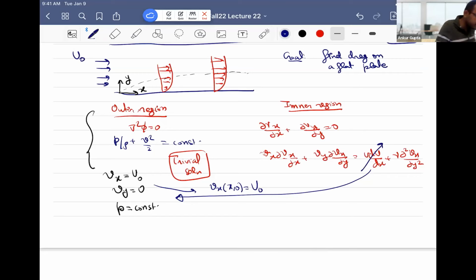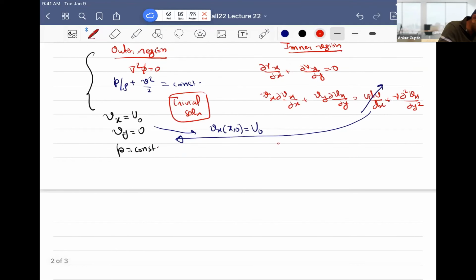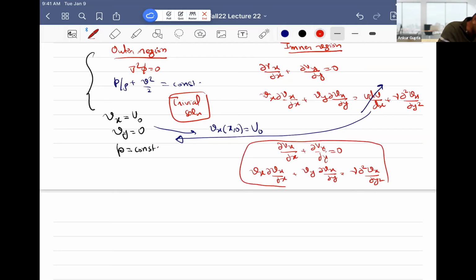So we get this equation, del vx by del x plus del vy by del y equal to 0. And we get vx del vx by del x plus vy del vx by del y is equal to nu del square vx by del y square. So we have these two equations, and we need the boundary conditions. So now, what should be the boundary conditions and how many? Any thoughts? Anybody wants to suggest a boundary condition?